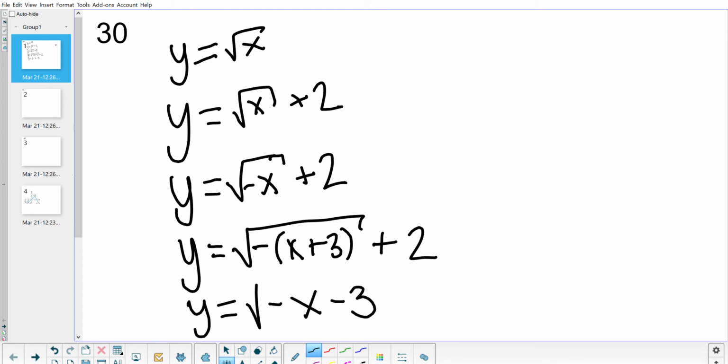So although it is shifted to the left, you'll notice it does have a subtraction sign right here. You can plug this into your calculator and double check. You're going to see all three of those transformations there. So that one is kind of tricky.